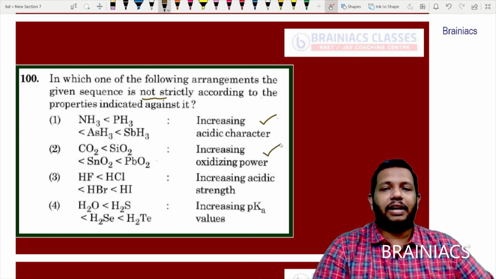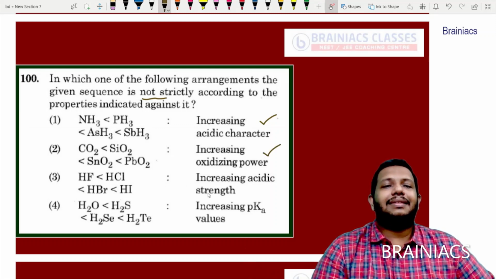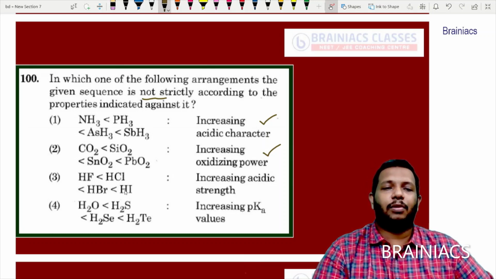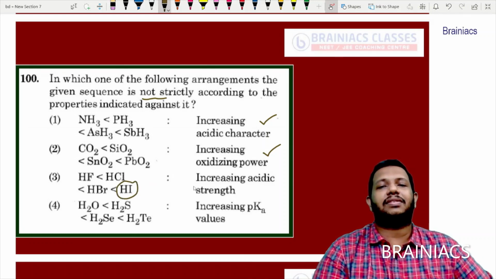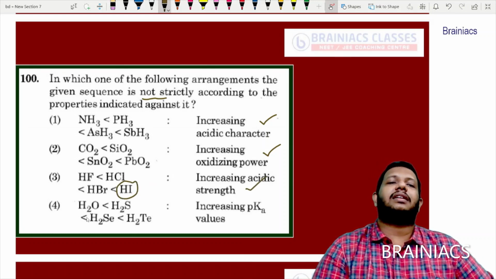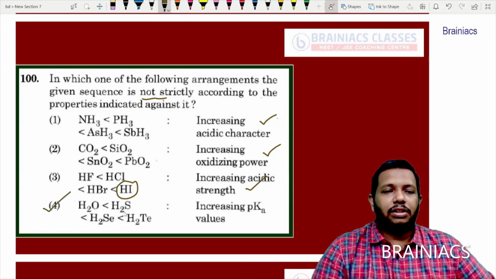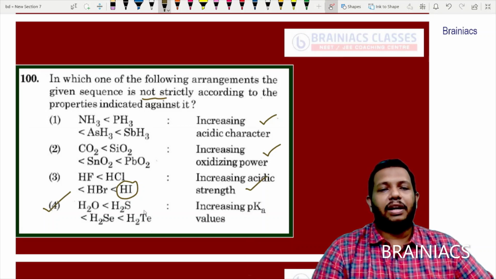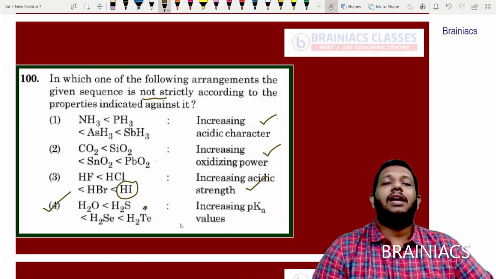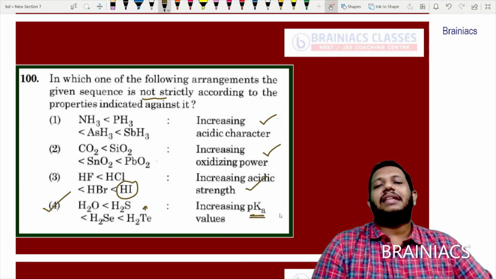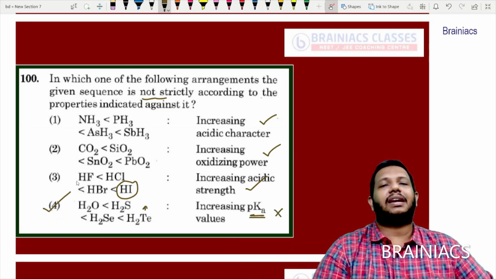So this is also a correct one. Next one, increasing acidic strength. We have already explained: iodine has a bigger size, so it can easily break the bond and release the H+. So HI is the strongest one. So we can say that HI will have the highest acidic strength. If these three are correct, then the incorrect one will be option 4. Because here, if you see H2O, H2S, H2Se, H2Te, I know that H2Te is the most acidic. So it will be increasing Ka, but here they have given pKa. That is wrong. So I can say that this is the correct answer.